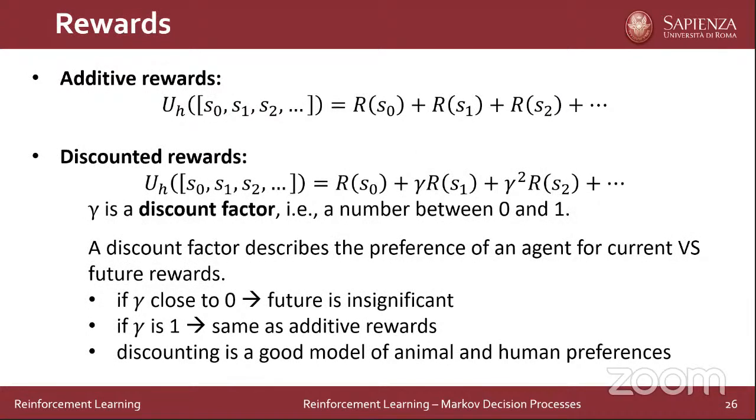Okay, so we say the case of additive rewards is the case where basically gamma is 1. We can always say that gamma is here, except that in additive rewards, gamma is 1 always, and in discounted rewards, gamma is typically smaller than 1 and higher than 0. We already said that if gamma is close to 0, the agent is giving importance only to the immediate reward. If gamma is 1, then you are in the same case as additive reward.